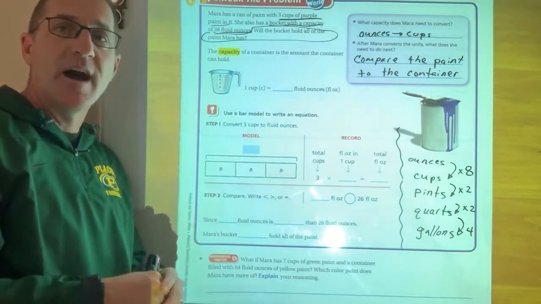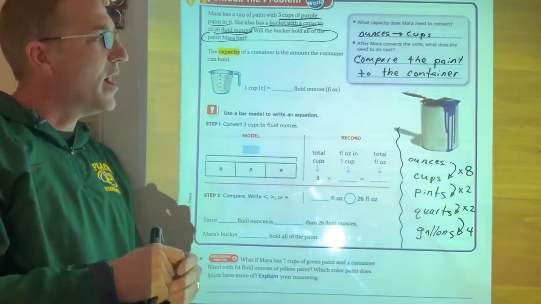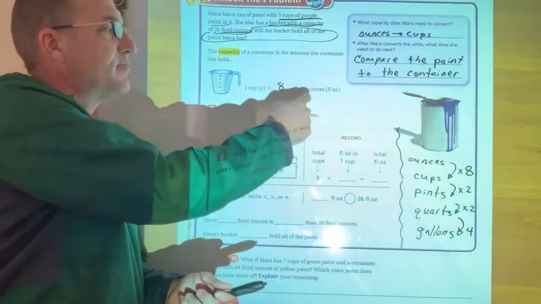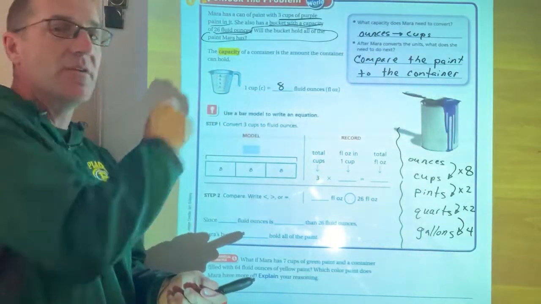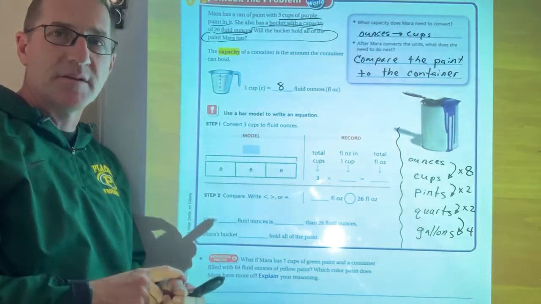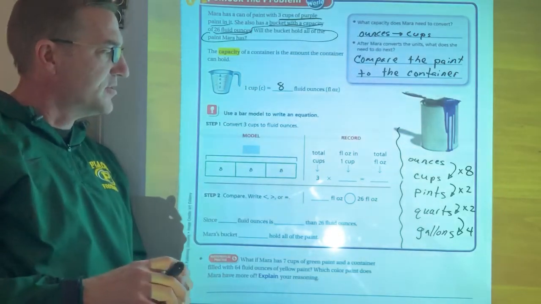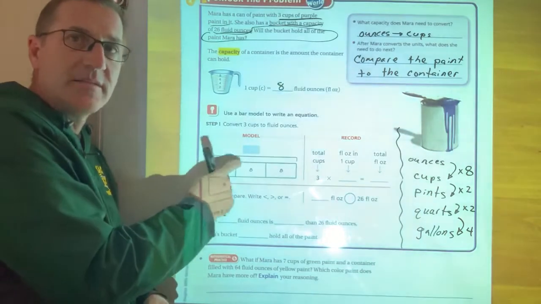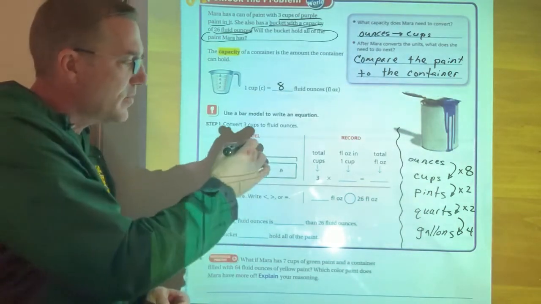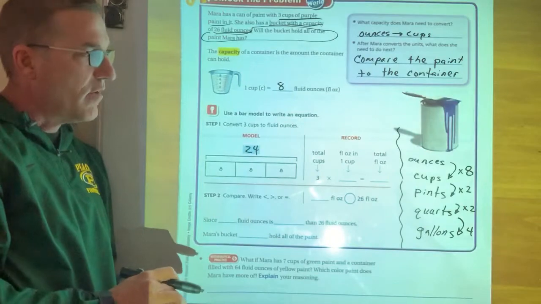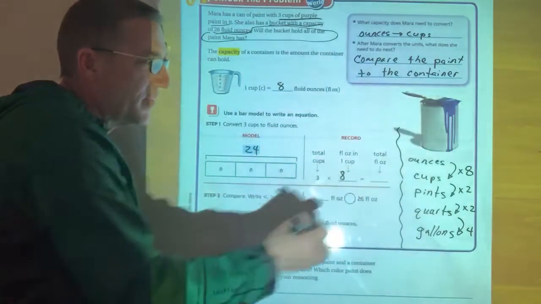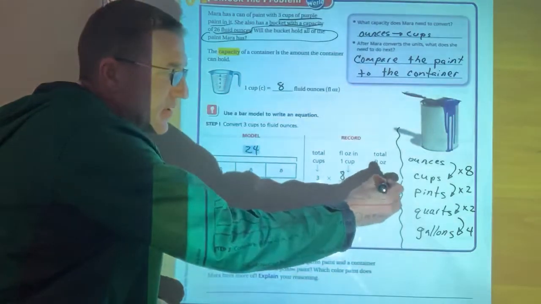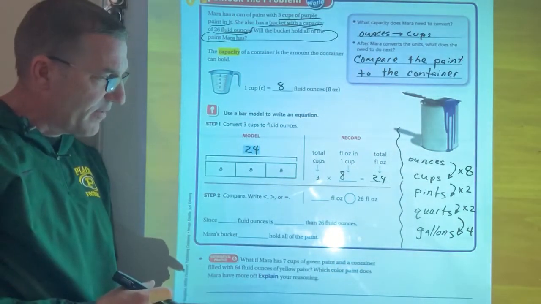So capacity of a container is the amount a container can hold. So capacity, how much can it hold? And 1 cup is, of course, like we said earlier, 8 fluid ounces. Ounces are smaller. I need many of those to fill this up because they're smaller to make the same amount of volume. So this bar model thing, just like yesterday, is really just skip counting. 8, 16, 24. So I'm going to end up with 24, right? Or I multiply it, which is just my preferred method. 3 times 8 is 24, right?